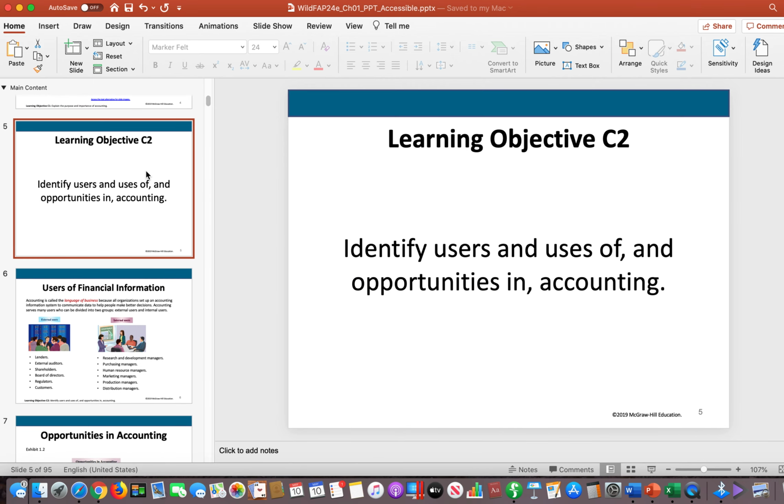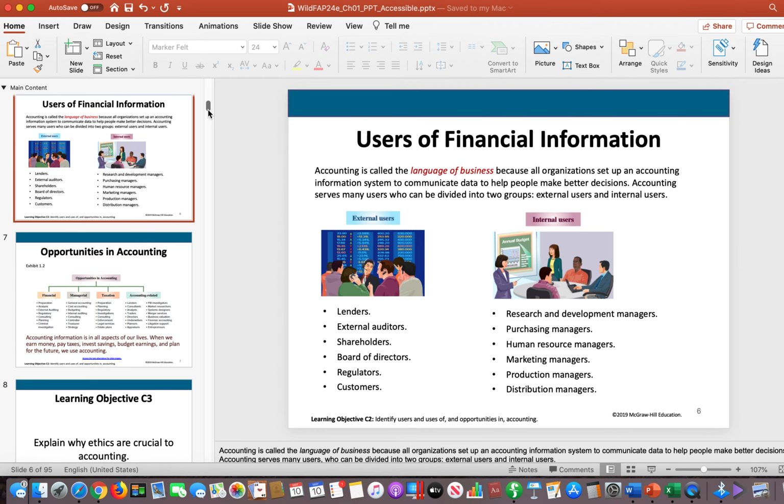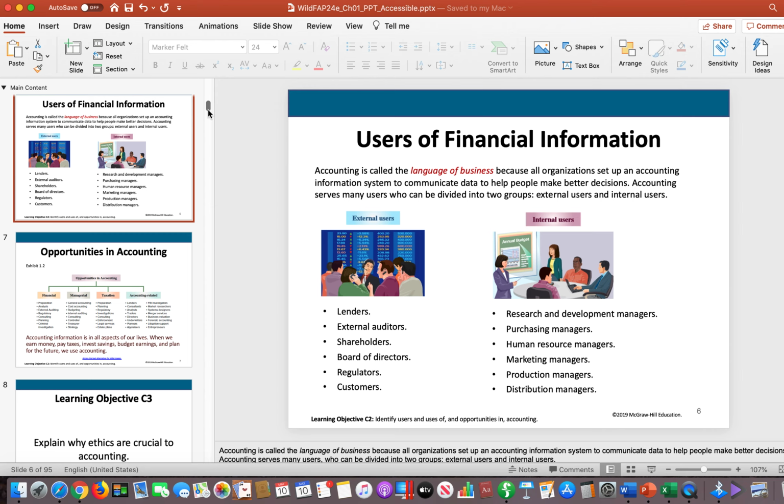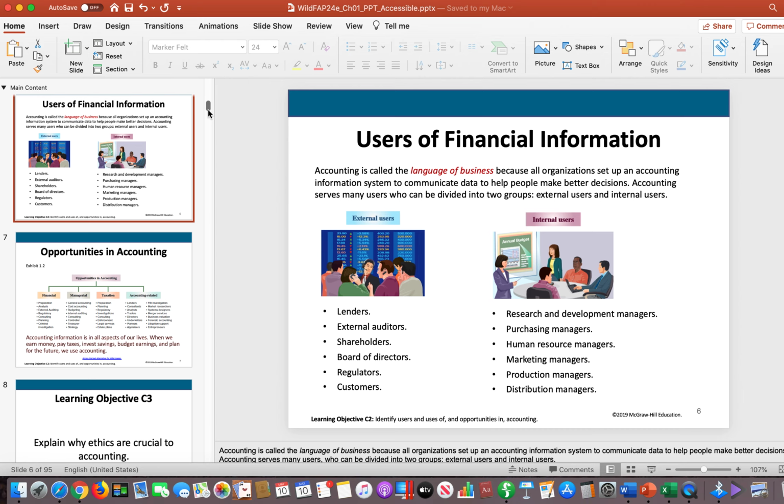Now, who uses accounting and what are some of the opportunities? Well, I want to concentrate on the users. For instance, lenders. If you want to borrow money from a bank, they naturally want to see your accounting records to see if you can afford to pay the money back, basically. External auditors, people whose job is to check and double check your accounting records to make sure that they provide a fair representation of what happened.